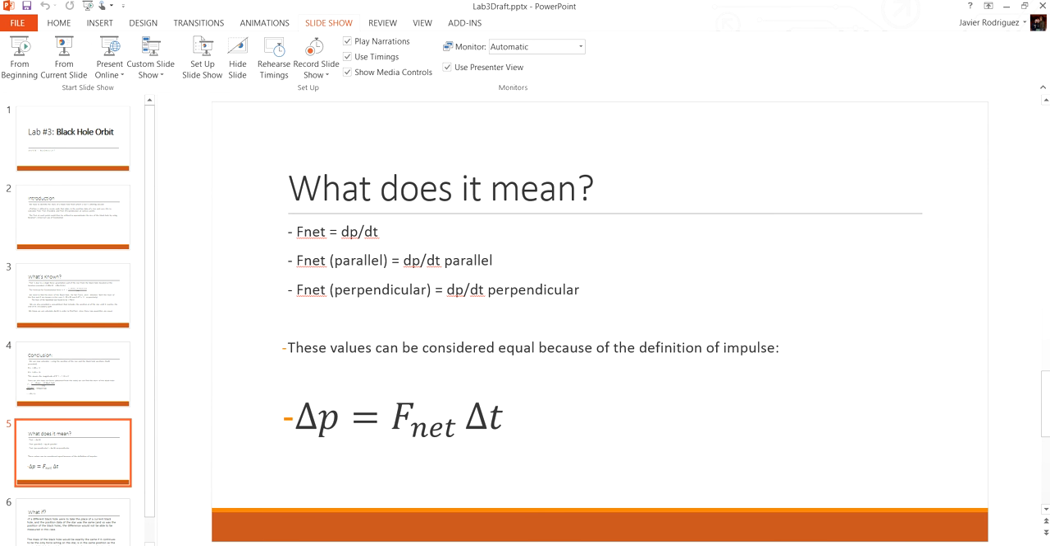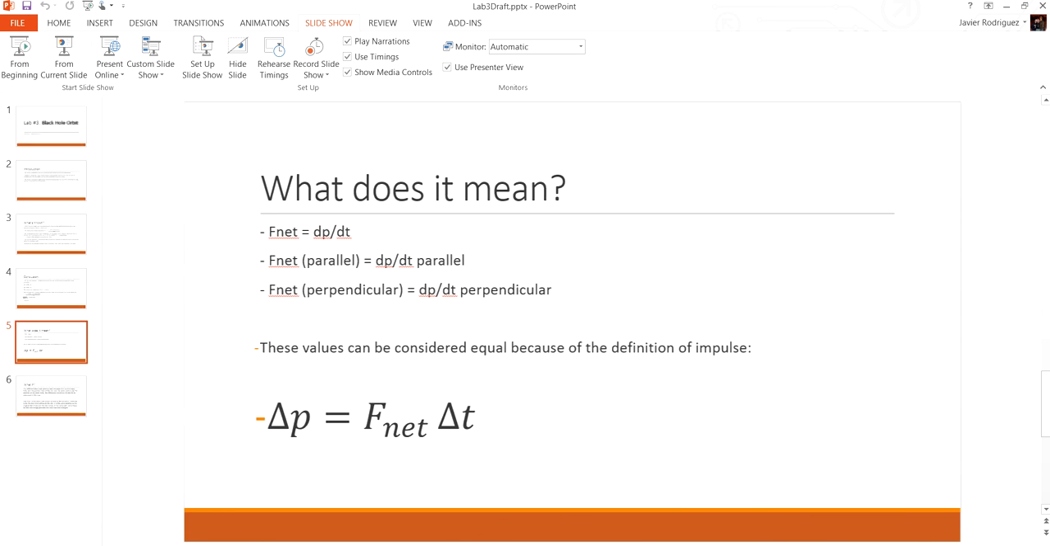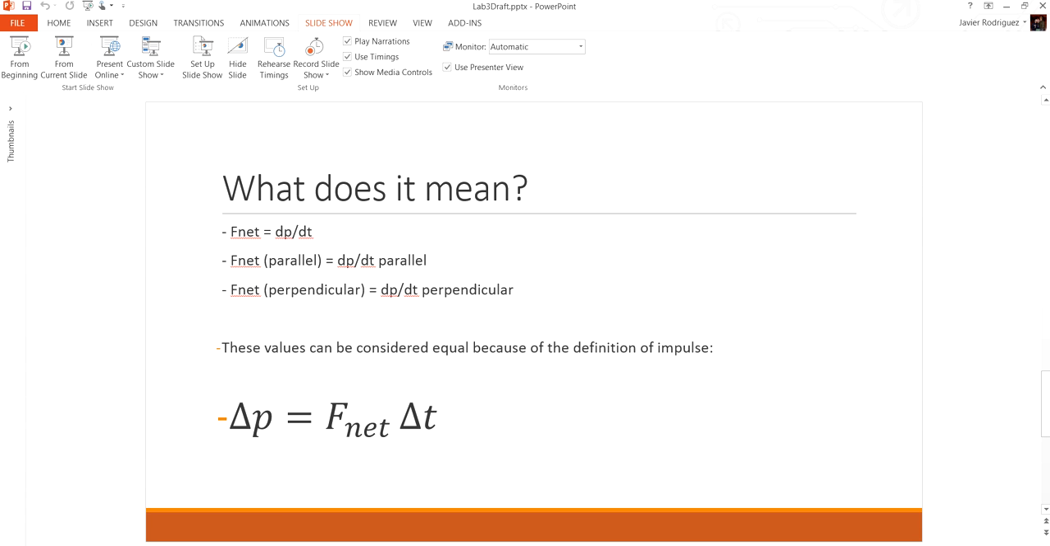Now, if we go up to a what-does-it-mean question, we know that the F net is equal to dp/dt, and the F net parallel is equal to dp/dt parallel, and F net perpendicular is equal to dp/dt perpendicular. We know all of this because of the definition of impulse, which is dp/dt equal to F net times delta t, which can be rewritten as delta p over delta t or dp over dt. This in the end means that F net is equal to dp/dt, and all the components of F net are equal to all the components of dp/dt.